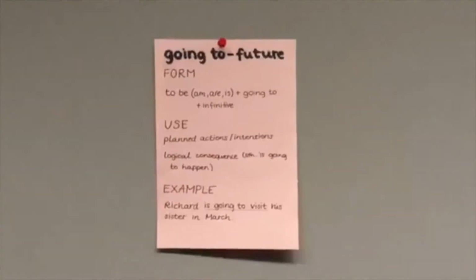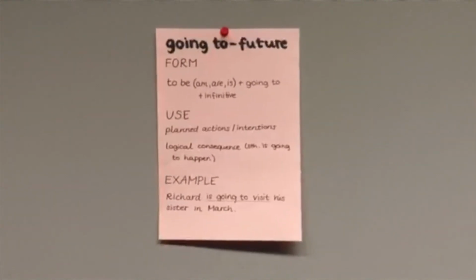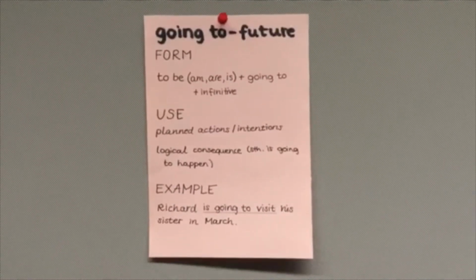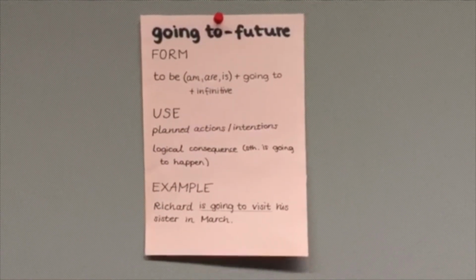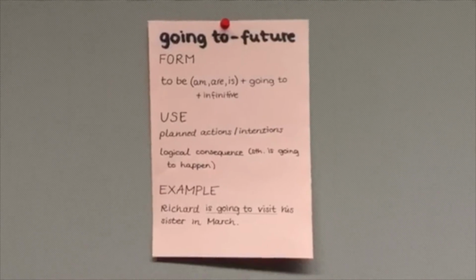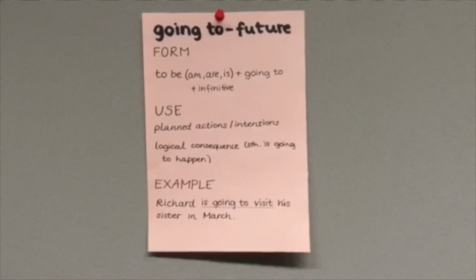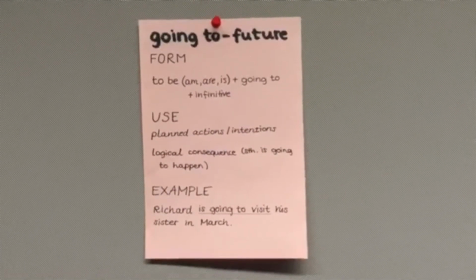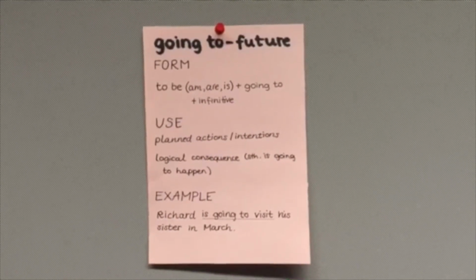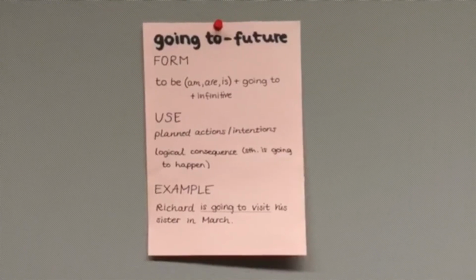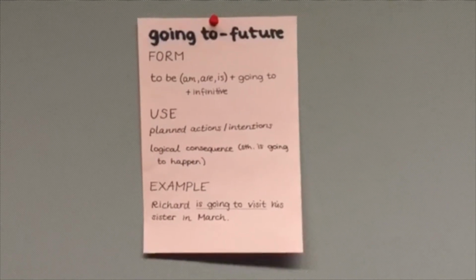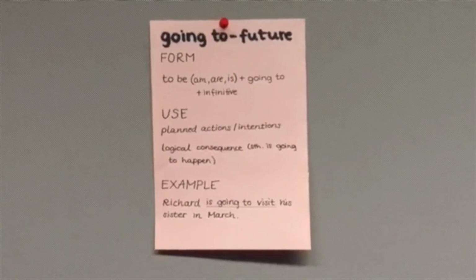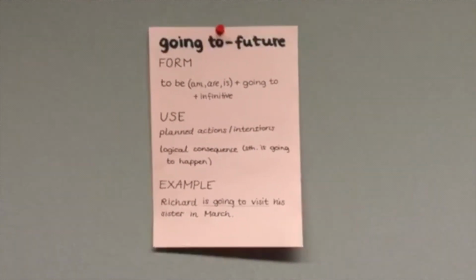Now the going to future. The sentence structure is to be, are or is, plus going to, plus the infinitive. The going to future is used to indicate planned actions, intentions, or logical consequences, which means you know something is going to happen. So if someone says, I'm going to India next year, this means he or she has already decided to do this. When there are definite signs that something is going to happen, you also use this tense. You would say, it's so cold, I think it's going to snow.